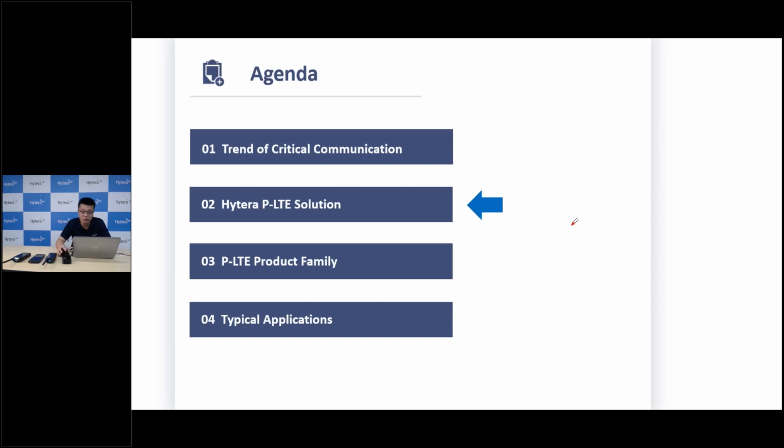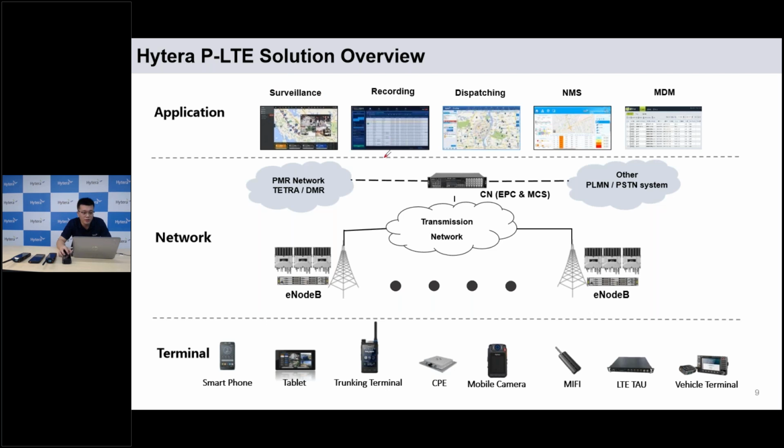Next part, let's see the general introduction, the overview of the Hytera P-LTE solution. The overview of the Hytera P-LTE solution is to state what we can offer, what we can provide to our partners, to our end users. What we can provide is an end-to-end LTE solution, from the terminal part, network system, base station, and core network, and the professional applications, such as the video surveillance system, dispatching system, recording system, etc. And one more thing I need to mention is we have different types of terminals, and we have all kinds of options for our friends, for our partners, for our end users. And in the following slides, I will introduce them one by one.